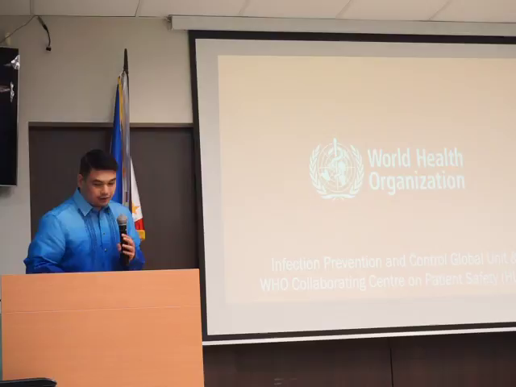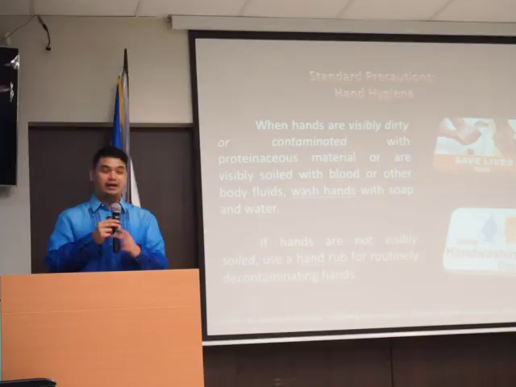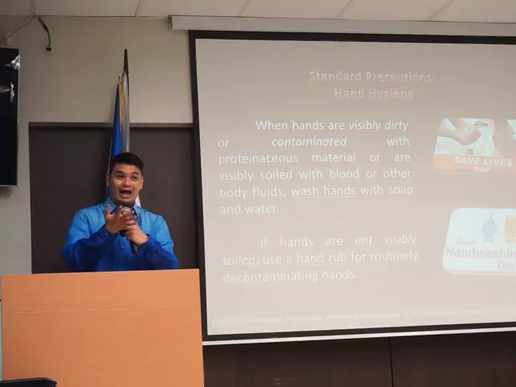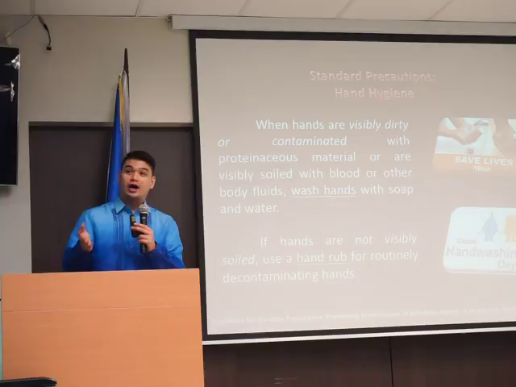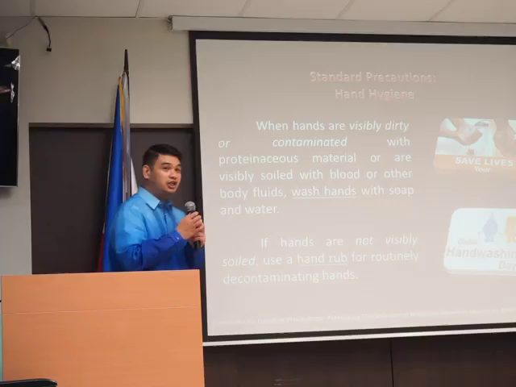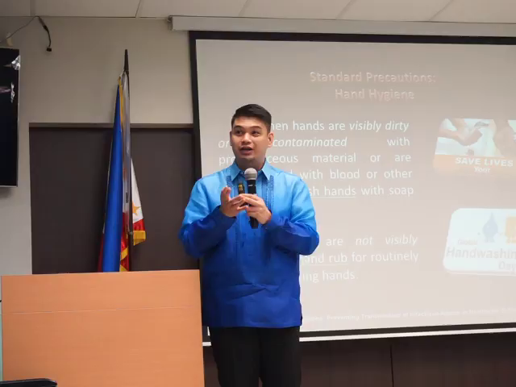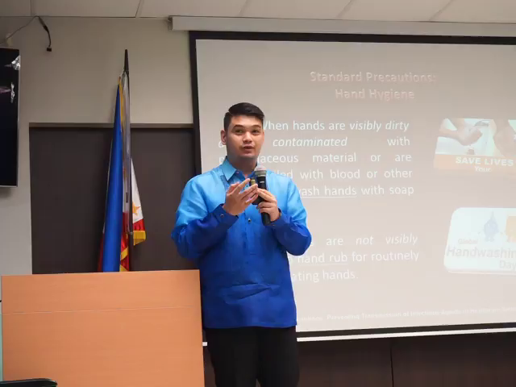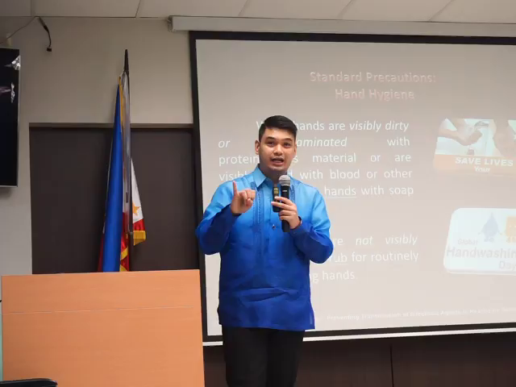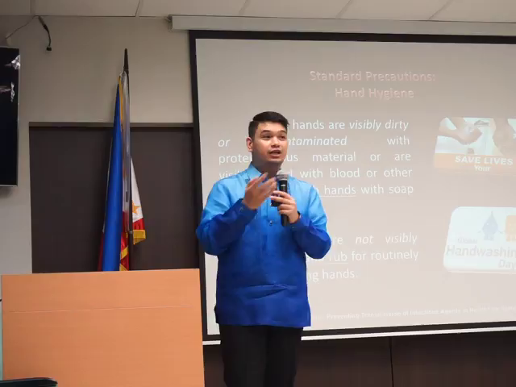Now, there are two ways of cleaning our hands. Okay? When our hands are visibly dirty, we see that our hands are dirty. That's the time that we clean our hands with running soap and water. On the other hand, when our hands are not visibly dirty, like for example now, look at your hands. It's not visibly dirty, right? You don't see any dirt on that. That's the time that you clean your hands with just alcohol. Okay? So again, there are two ways of cleaning your hands. The first is that when your hands are visibly dirty, you clean your hands with soap and water.